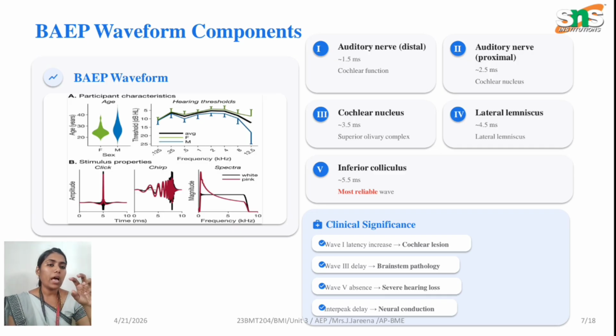And each waveform has a different latency period. If there is any delay in this latency, we can easily identify the area where the problem lies and what the reason is. Later we can do the diagnosis. So we have clinical significance like cochlear lesions and brainstem pathology. We can identify if there is any severe hearing loss. For example, if wave 5 is absent, or if wave 3 is delayed, then there is a pathology problem. And if wave 1 shows an increase in latency, then there is a cochlear lesion. So like that you can see the latency difference, and based on that you can identify what the problem is.